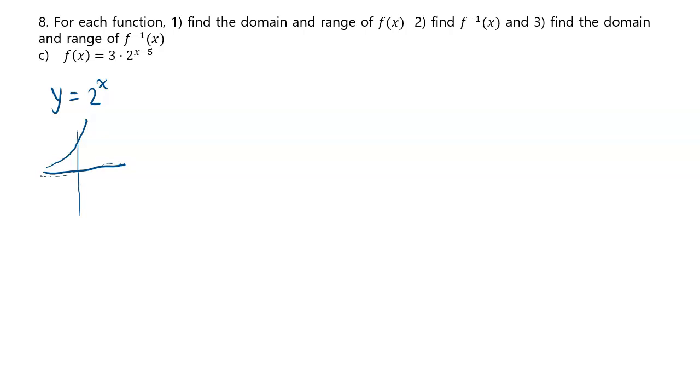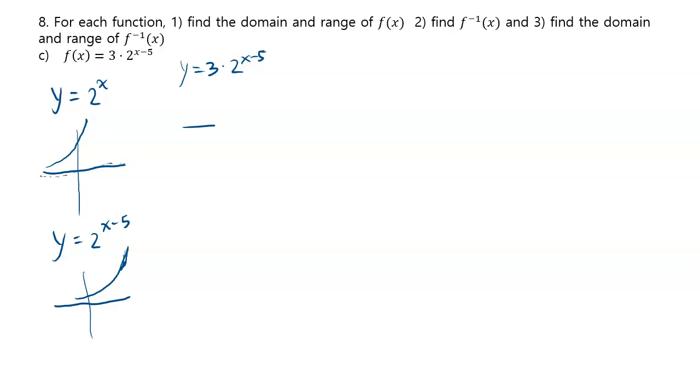Now, if you do y equals 2 to the x minus 5, what it does is it moves everything to the right. So what was here now is over here. And then multiplying by 3 just enlarges the stuff. y equals 3 times 2 to the x minus 5.